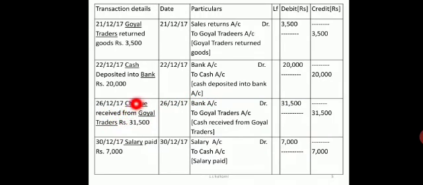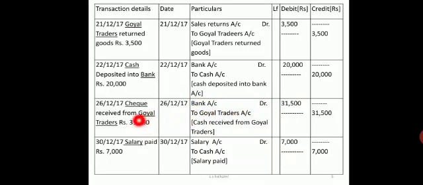Now on 26th, check received from Goyal traders. Now when the word check is coming, always bank is existing, because checks are deposited into bank, or whenever checks are being paid, we clear it from the banks. So when checks are received, they are sent to bank for collection. So whenever check is received, bank balance increases. Bank being an asset, it has to be debited because of increase in bank balance.